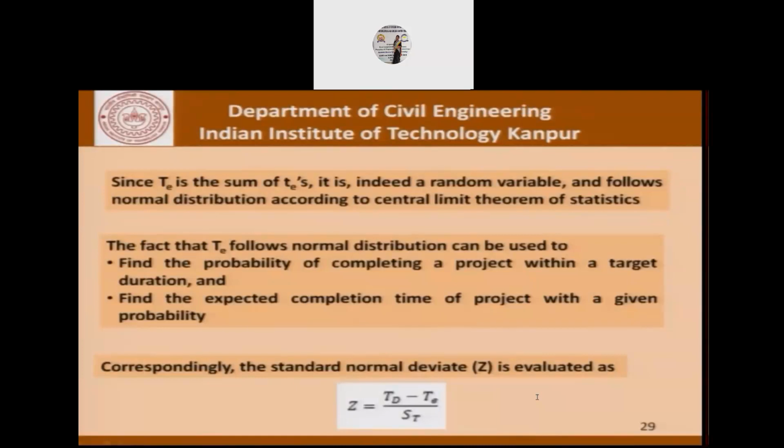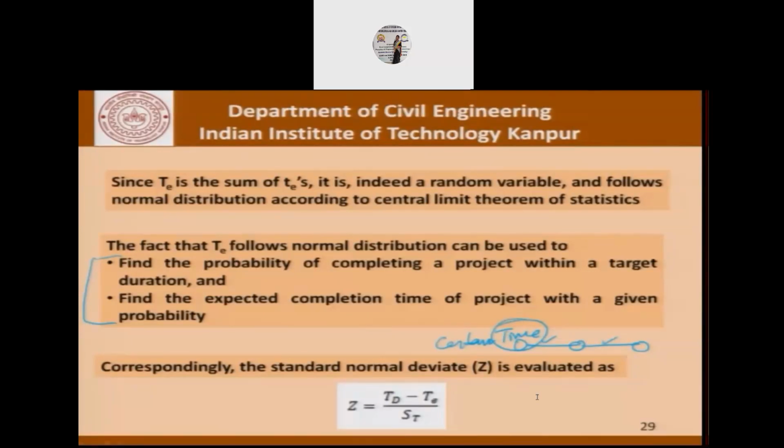Now, since the capital TE is the sum of small TEs, it is indeed a random variable and follows normal distribution according to the central limit theorem of statistics. The fact that capital TE follows normal distribution can now be used to do these two things. Find the probability of completing the project within a target duration. If there are two activities, we can ask the question that, well, there are some times associated with these two activities, but what is the probability that this project will be completed within a certain time, whatever that number is?